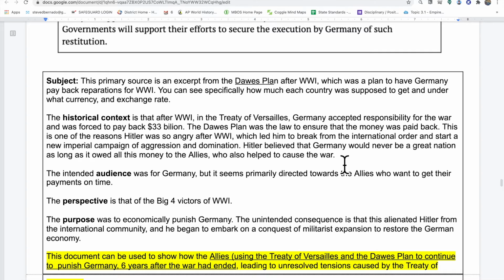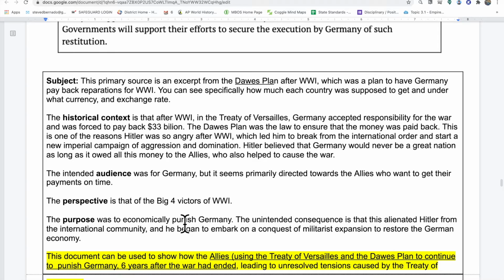Hitler believed that Germany would never be a great nation as long as it owed all this money to the Allies, who also helped to cause the war. The intended audience was for Germany, but it seems primarily directed towards the Allies who want to get their payments on time. So it was for both. It caused German aggression, and it was more like Ally acceptance, right? The perspective is that of the big four victors of World War I.